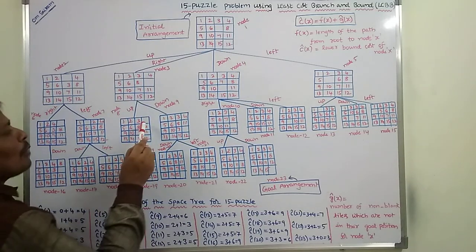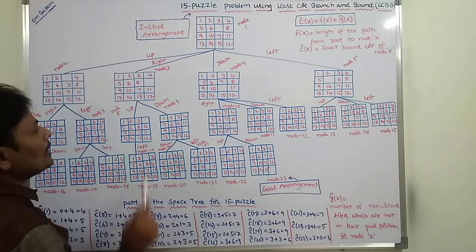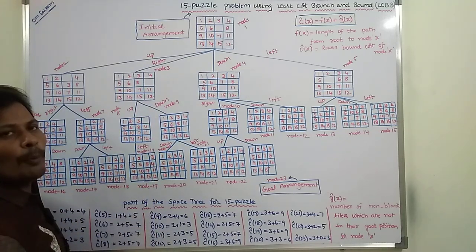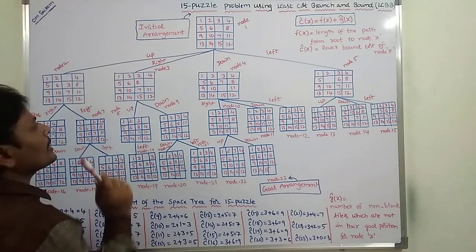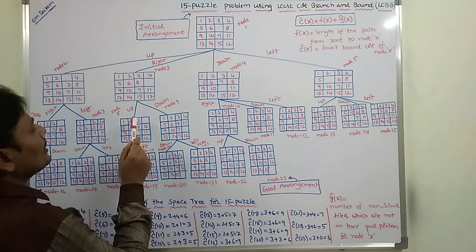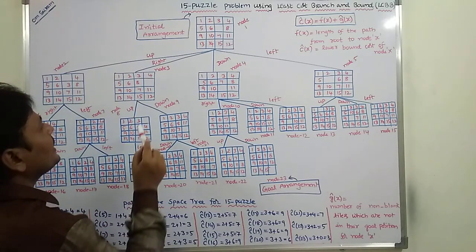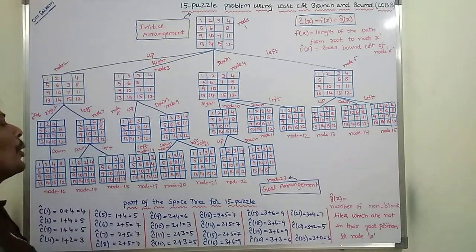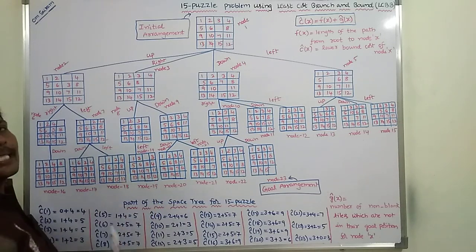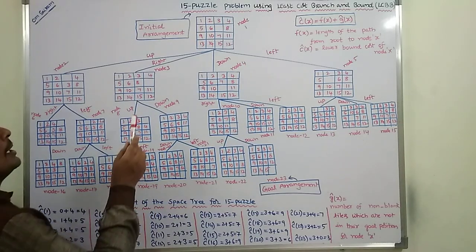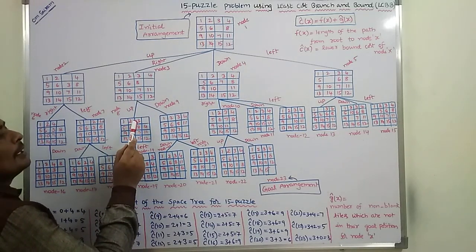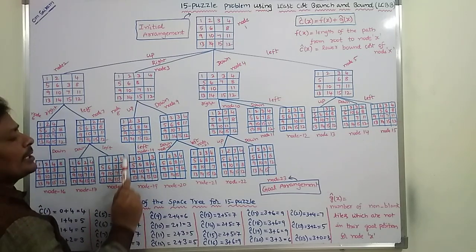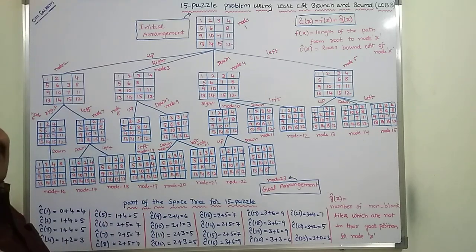Okay, so here what are the possible movements? Up direction, it is not possible. Right direction, it is not possible. Only left direction is possible. Down direction, we are getting node 3 again. Okay, only left move is possible. So it can be moved to left. Now tile 3 can be moved to this place, empty tile can be moved to this place. We are getting node 19.